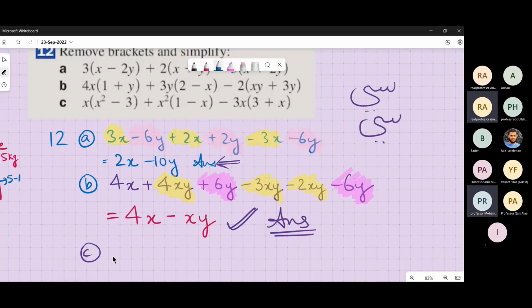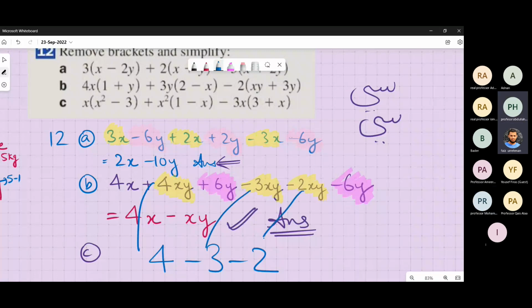Mr. Roy, is it 4x minus xy? It should be plus xy. I'll tell you. Look at the yellow highlight, okay? Look at the yellow. I'll bring the coefficients now in front of you. You have 4, minus 3, minus 2. Tell me what will be the answer for 4 and minus 3 and minus 2. What will you get?